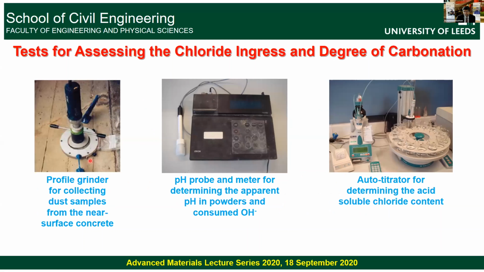For example, to get the chloride content, we use this equipment called a profile grinder. This is capable of grinding the concrete to 0.25 millimeter depth and then getting the dust sample, which can then be analyzed using the auto titrator shown here for the chloride determination. The dust sample can also be used for finding out the pH of the dust by digesting the dust in deionized water. And that also can be used for assessing the consumed hydroxyl ions due to the degree of carbonation.